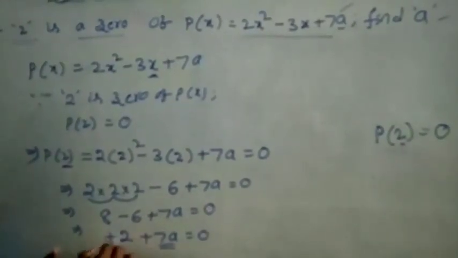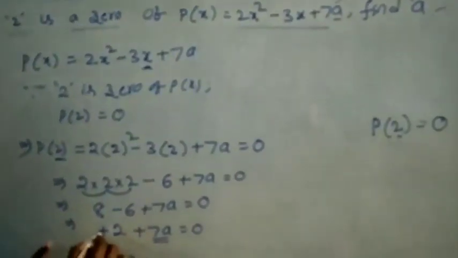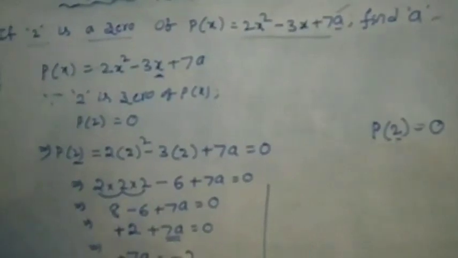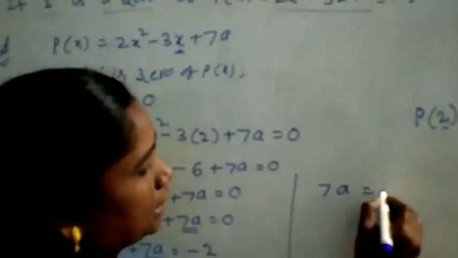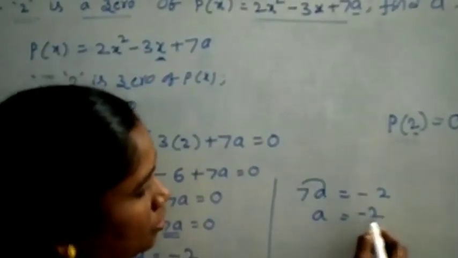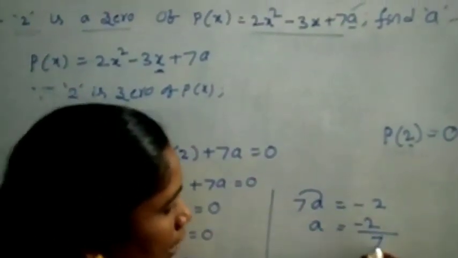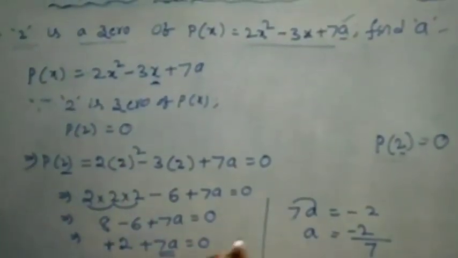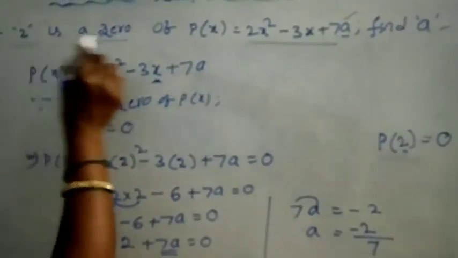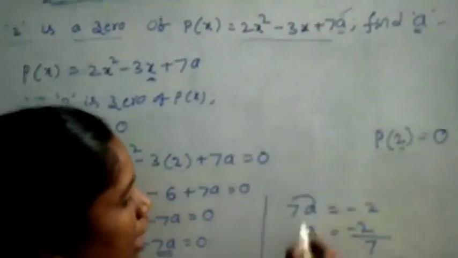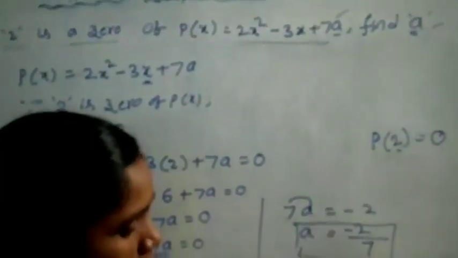From this we can find 7a. If 2 has a sign plus here, nothing is given, that means it is a plus. So if plus transposes to that side, it will become minus 2. Since 7a is equal to minus 2, a is equal to, 7 is multiplying here, so if it transposes to that side, it will divide. So a is equal to minus 2 by 7. So children, if 2 is the 0 of given polynomial 2x square minus 3x plus 7a, the value of a is minus 2 by 7.